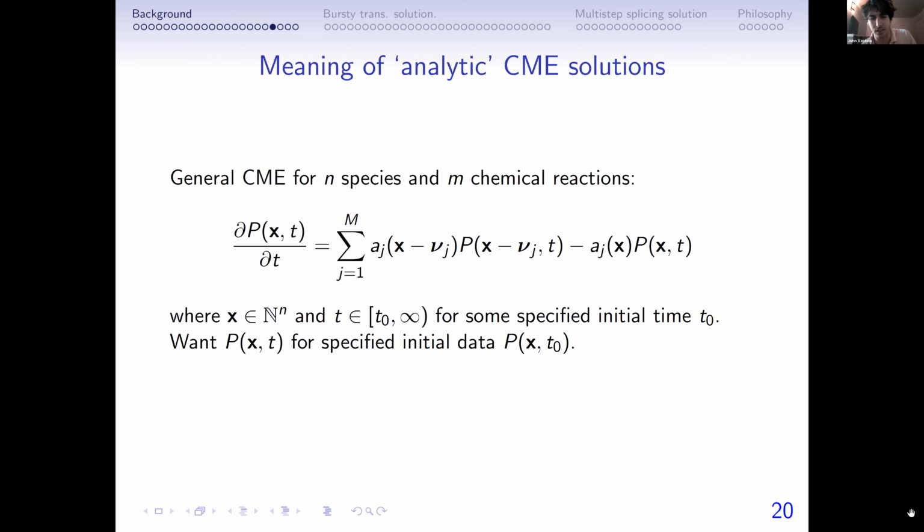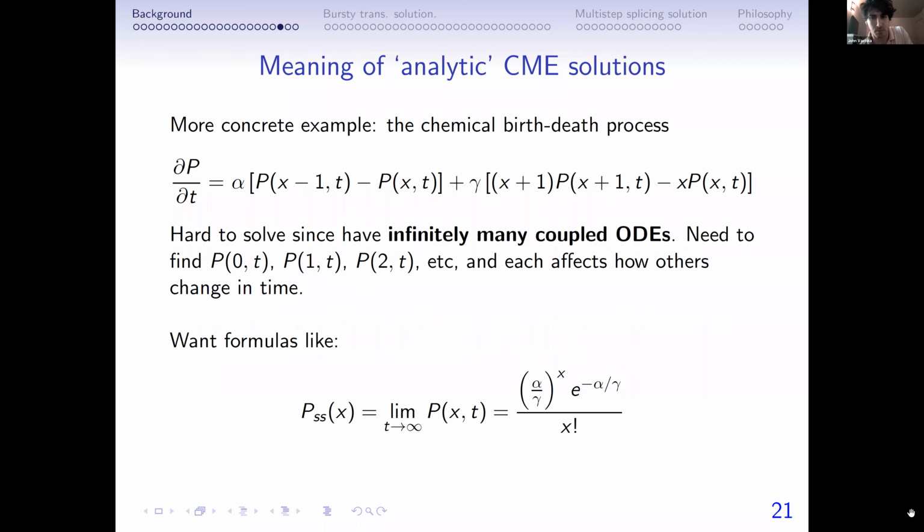But what do we mean by analytic solutions? Let me say more about that. The chemical master equation, as a math thing, it is an equation. That's the equation. And you're looking for the probability distribution as a function of time and of all your possible states in your system, given some specified initial data, which, as I said, in practice doesn't matter that much. That's the formal math equation. More concretely, in the simple example of an mRNA that gets produced and degraded, it looks something like that.